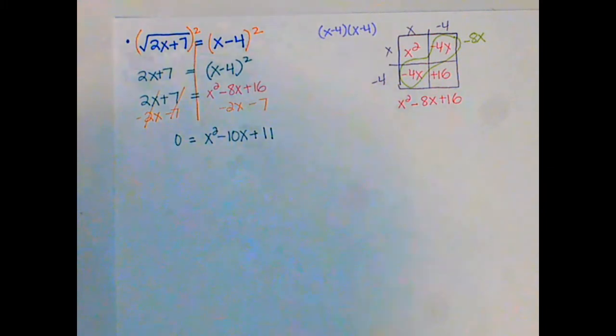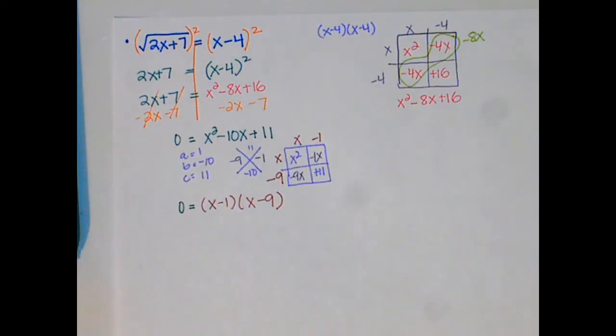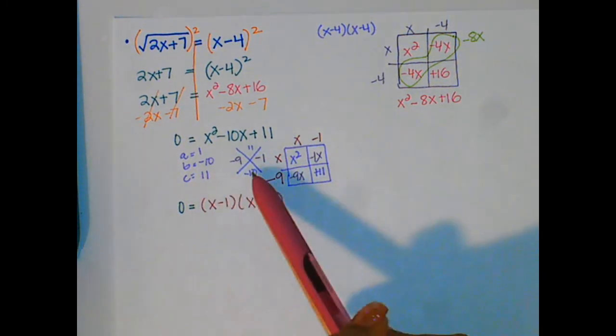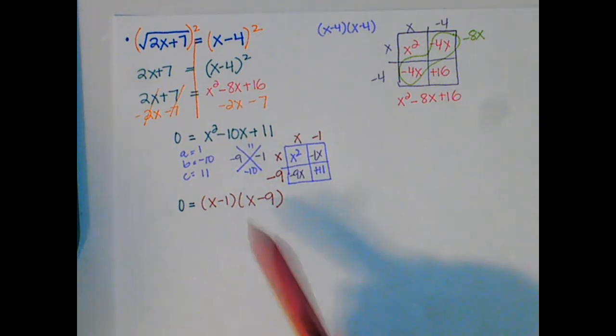I am left with this. From this step, you want to factor. So go ahead and factor here. When you factor, you should have used your A, B, and C, your diamond, your area model, and have gotten x minus 1 and x minus 9.